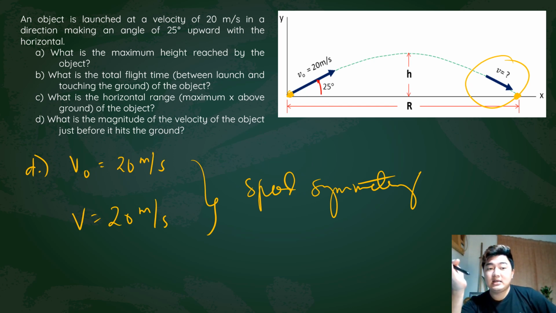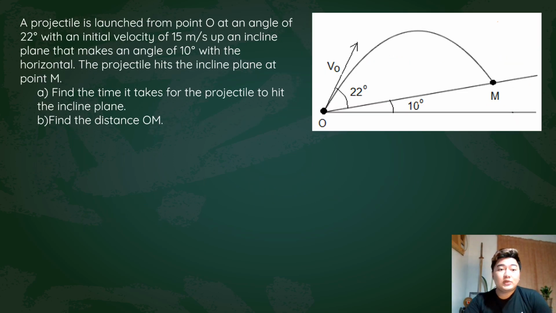So those are our answers for the second problem, which is a problem launched at an angle with respect to the horizontal. So we're down to our last problem in projectile motion. This is still a projectile launch at an angle, but we have here an inclined plane.